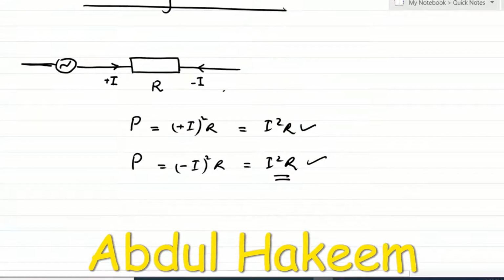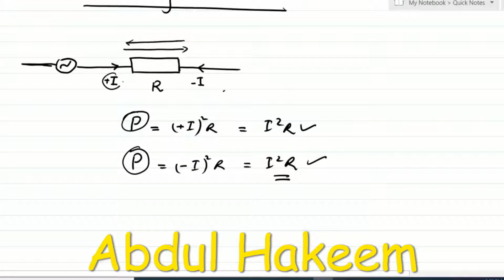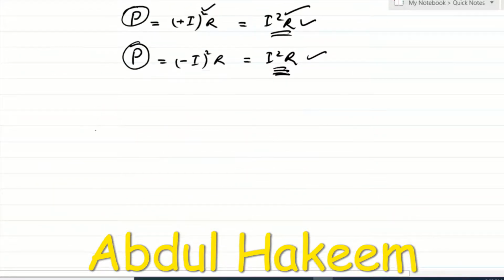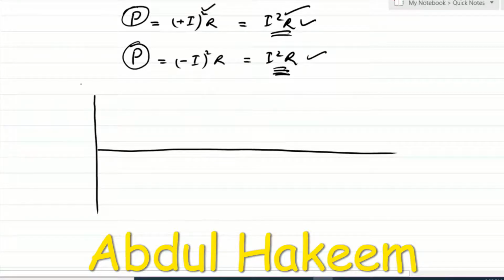It means the power output from any resistor does not depend on the polarity of the current, whether it's going in this direction or in this direction, because both are squared and the output is delivered by the resistor.